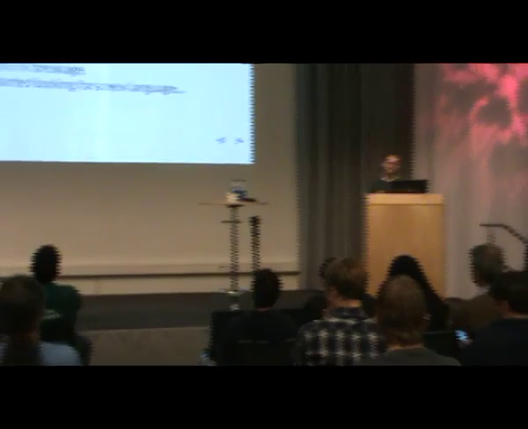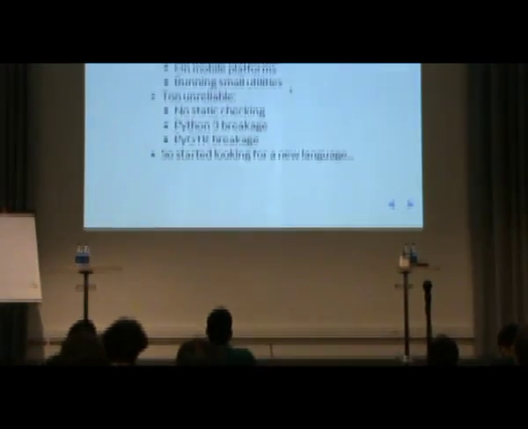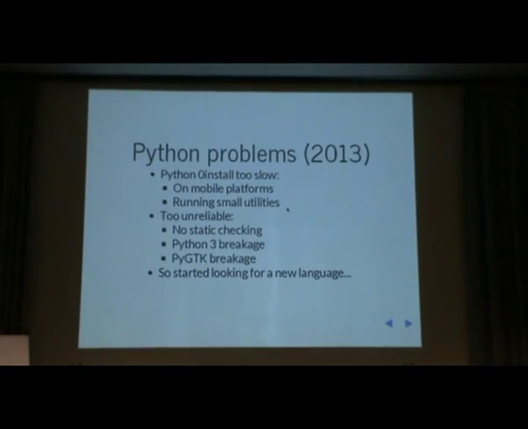Okay, so originally 0install was written, believe it or not, as a network file system written as a Linux kernel module in C, which turned out to be really hard for people to install. So in 2005, it was all redesigned and rewritten in Python. That worked a lot better. But we started to have a few problems with it.